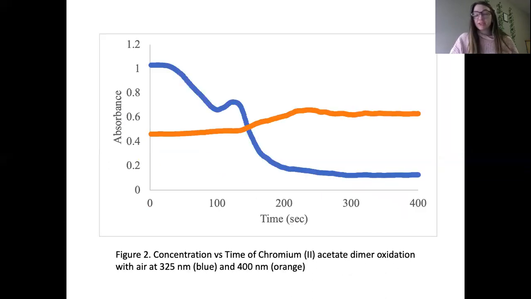So figure 2 here is showing us the absorbance versus time at those 2 different wavelengths. The blue is 325 nanometers and the orange is 400 nanometers. At time 0, we have a really high absorbance at 325 nanometers, and as the chromium 2 becomes chromium 3, we see that absorbance dip down, and we see the reverse with the orange at 400 nanometers. It starts low, and as time goes on, the absorbance increases because there's more chromium 3 plus in solution.